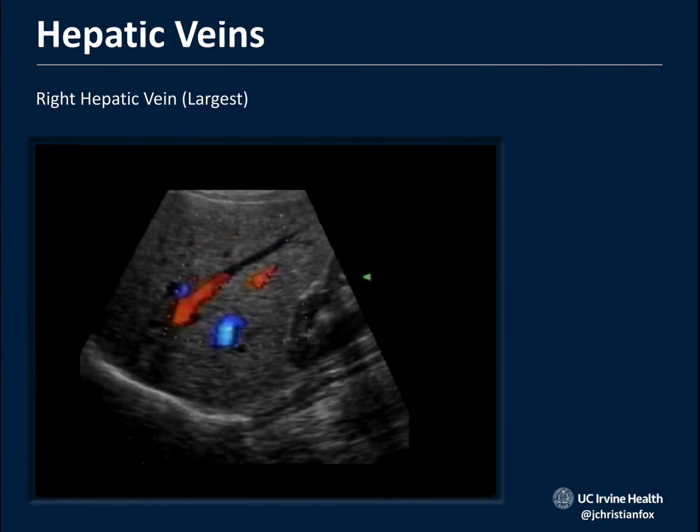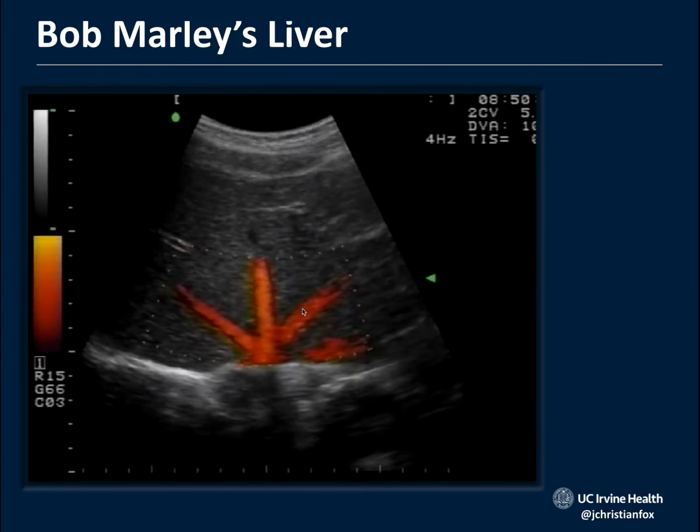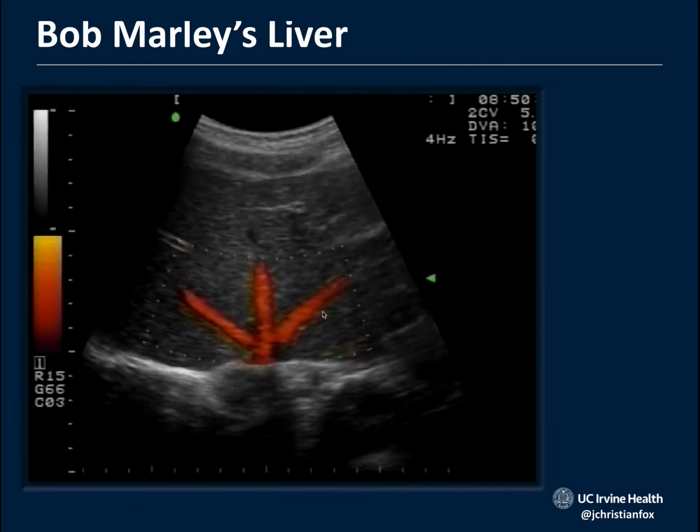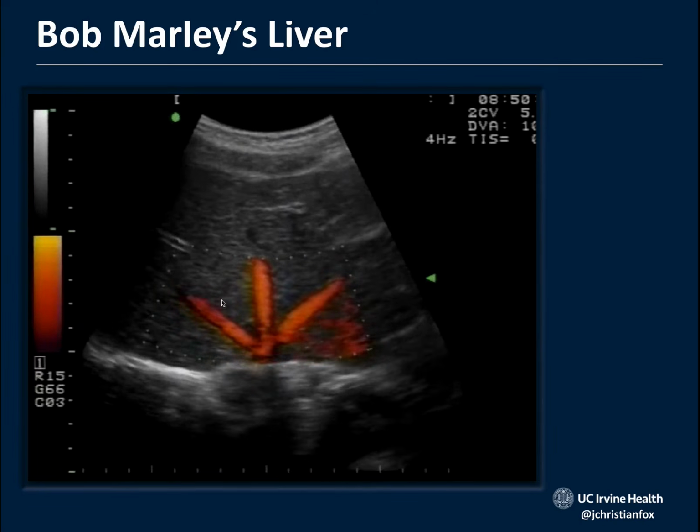Hepatic veins. You can see the right one here is the largest one, and it's draining down towards the IVC. Interestingly, Bob Marley came out of exile, ended up in my ER, and I did an ultrasound on him, and you can see with using power flow Doppler here, this sort of typical pattern here of all three hepatic veins draining down here into the IVC.